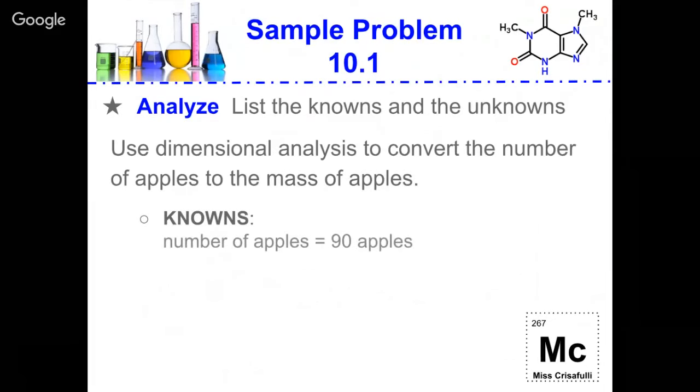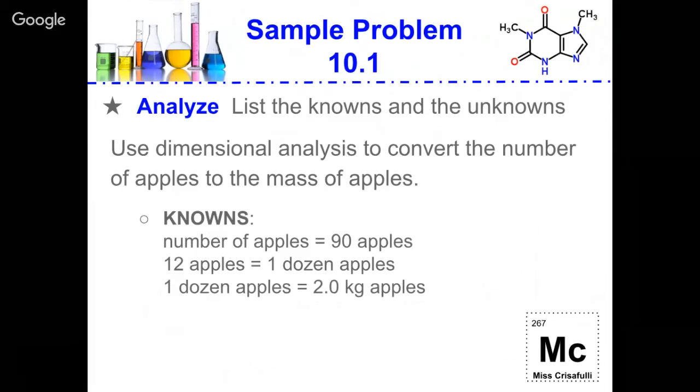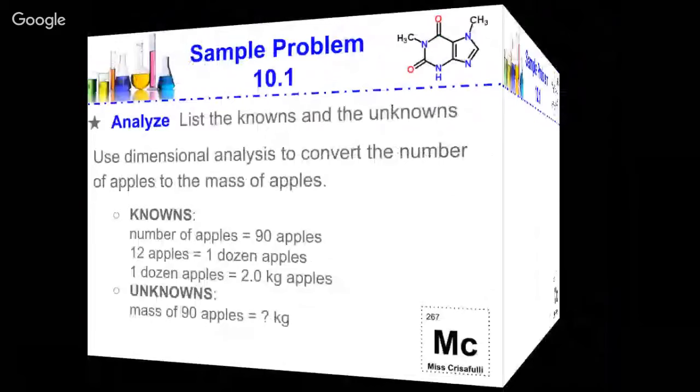So what do we know? We know the number of apples is 90. We know that 12 apples is a dozen, and we know that a dozen apples is 2.0 kilograms of apples. And what we don't know is what the mass of 90 apples is going to be in kilograms.